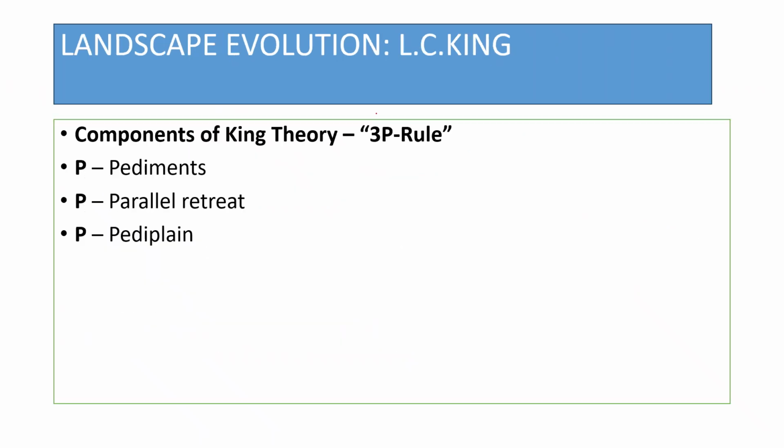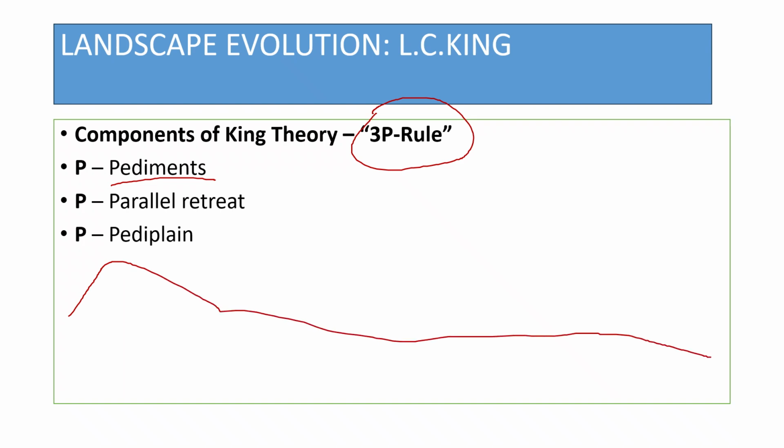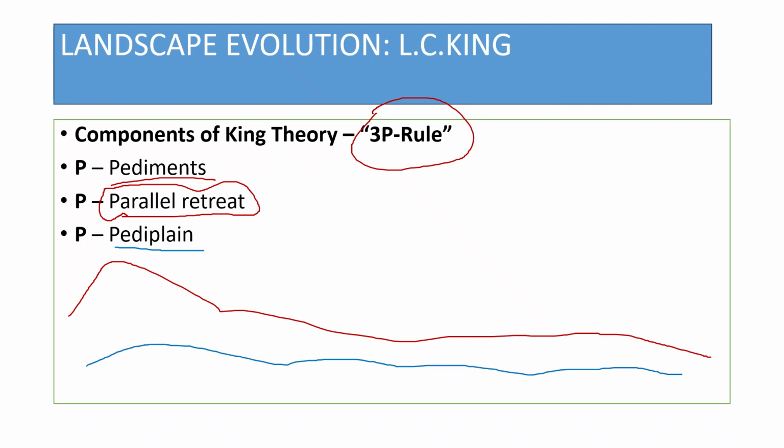The theory is based on the three P rules, and the first P is the pediment. Pediment is a segment of a hill slope. The second P is the parallel retreat. Parallel retreat is the process described by L.C. King that is responsible for the landscape evolution. And the last P is the pediplain. Pediplain is the ultimate product of the landscape evolution. Pediplain is a convexo-concave, low relief landscape.